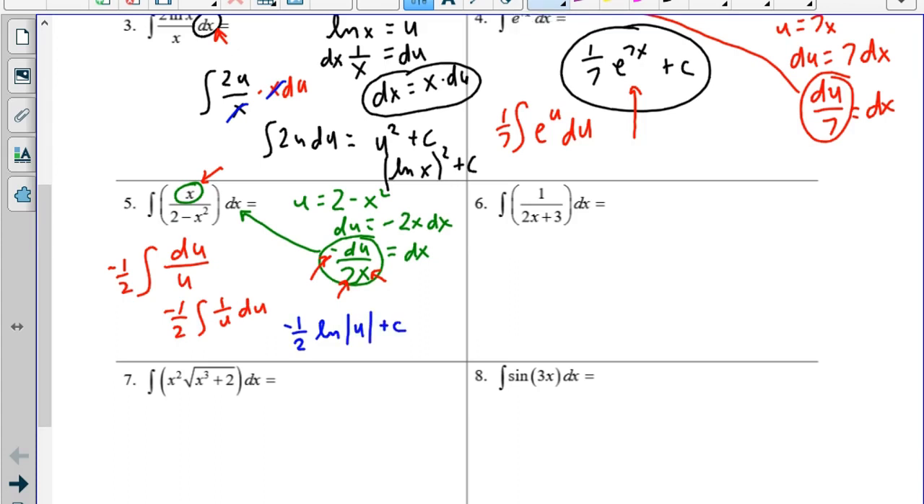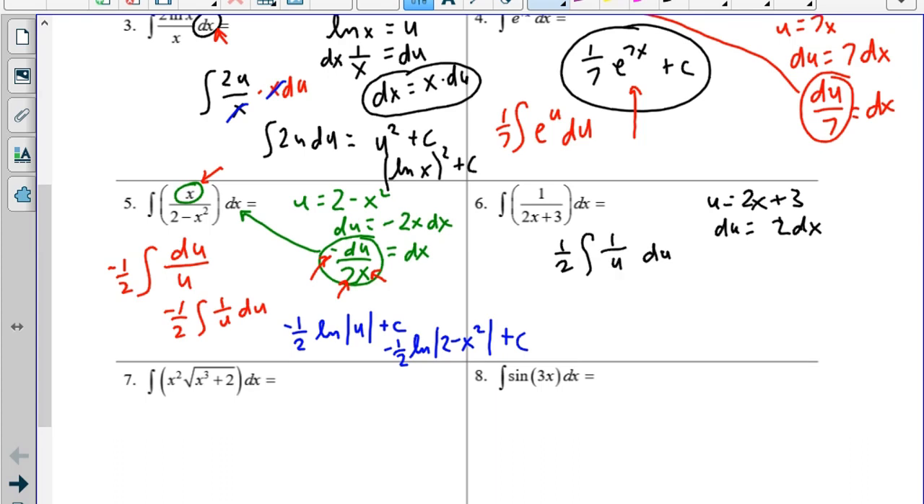And when I replace u with 2 minus x squared, I get negative 1/2 natural log the absolute value of 2 minus x squared plus c. Number 6, in this case, u will probably equal 2x plus 3. Du is going to be 2 dx, which means the dx is 1/2 times du. So I'm going to replace dx with du, but there's a 1/2 that goes in there with it. And then u replaces 2x plus 3, so I get 1 over u times du.